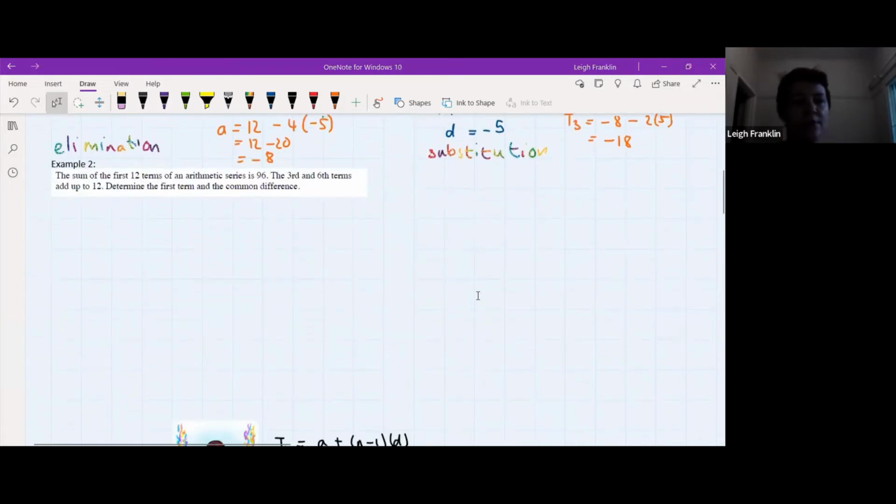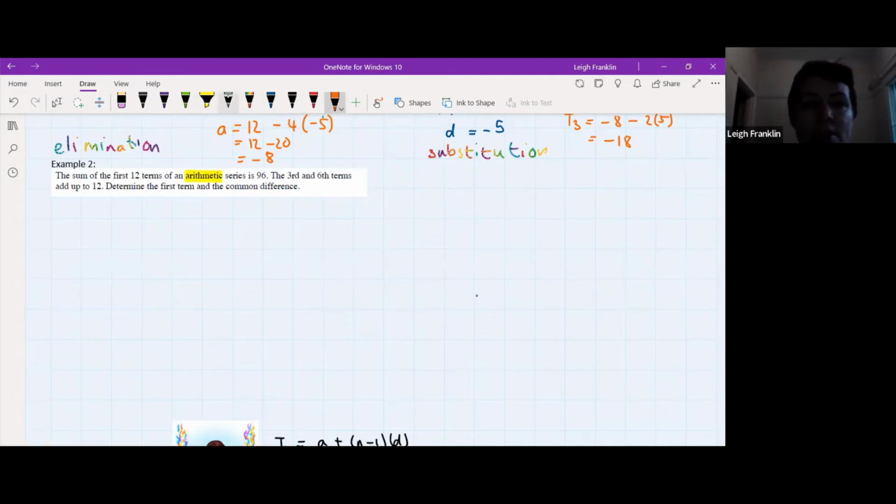All right, so here, in example 2, the sum of the first 12 terms of an arithmetic series is 96. The third and sixth terms add up to 12. Determine the first term and the common difference. Again, this is another problem-solving kind of question. Let's break down the two sentences and try and make equations out of what they've given us. Again, we need to note that it's an arithmetic sequence or series in this particular case, which means that we need to work in terms of A's and D's when we are writing our terms.